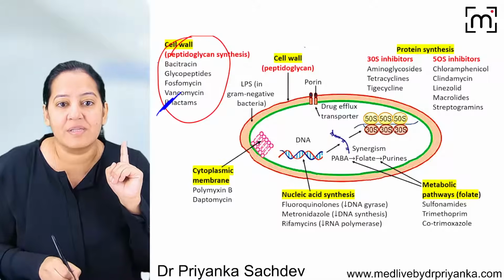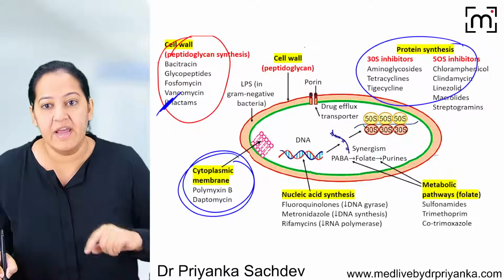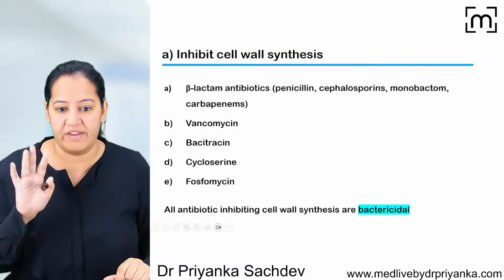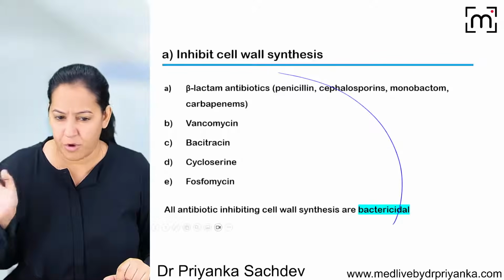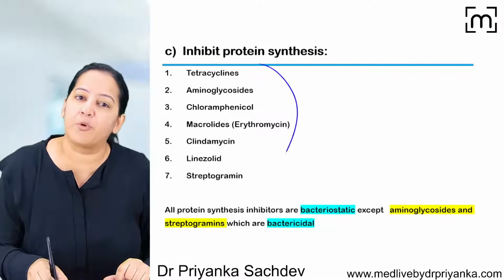Another group of drugs acts on the cell membrane. One of the groups acts on protein synthesis, which we are taking today. And these act on nucleic acid synthesis. So there are 4 ways. These are cell wall synthesis inhibitors. I am not reading the names. These act on the cell membrane. Today we are going to take protein synthesis inhibitors.